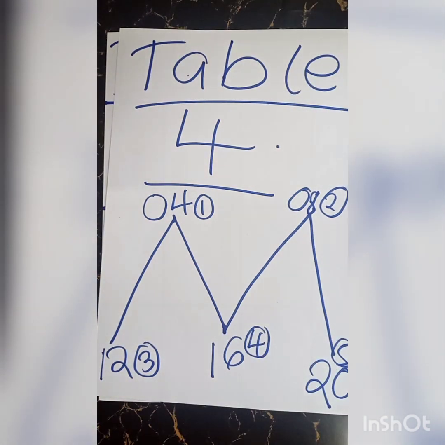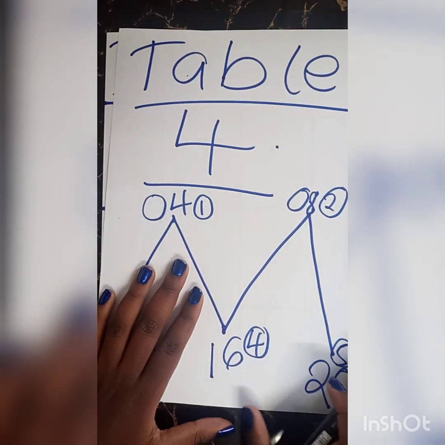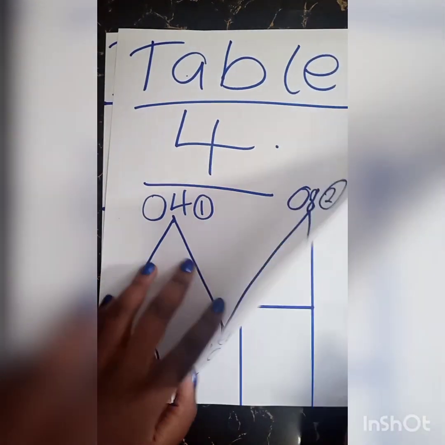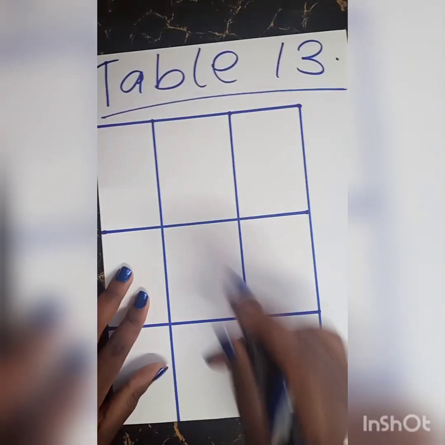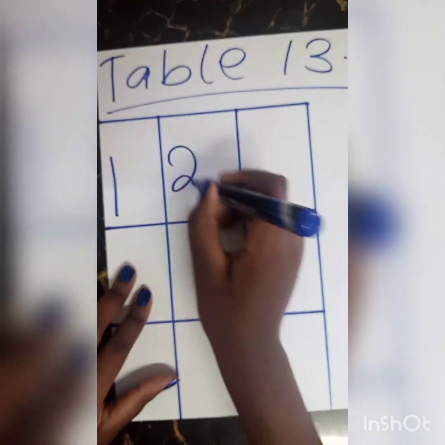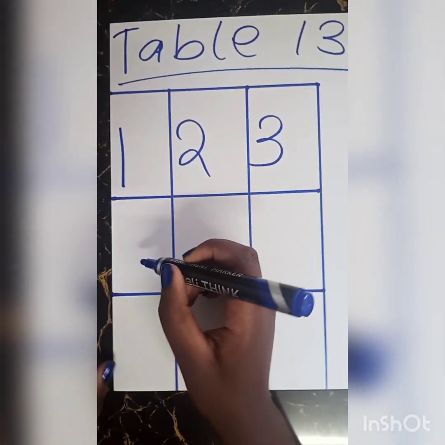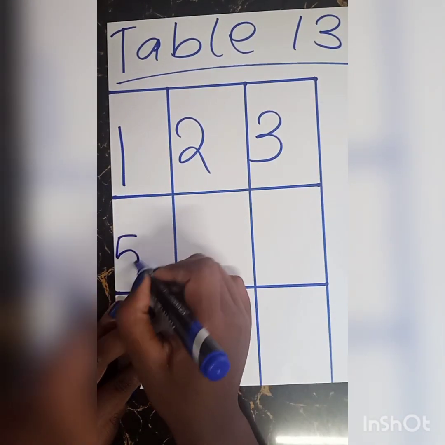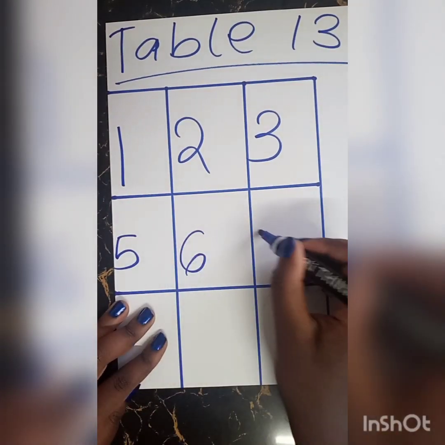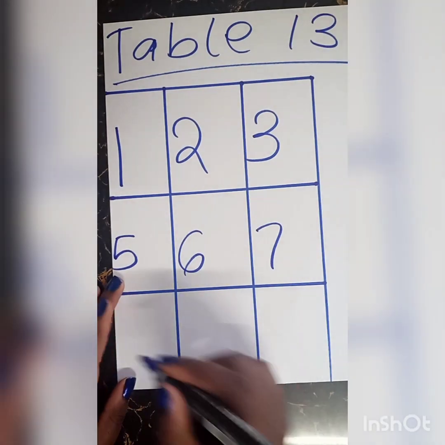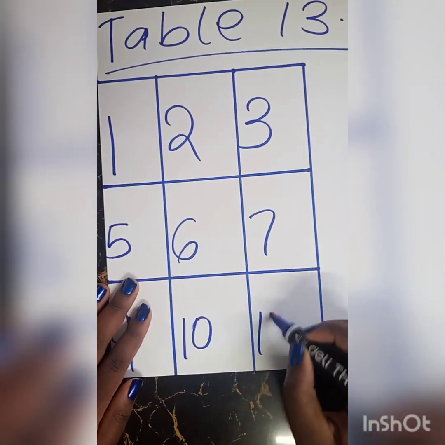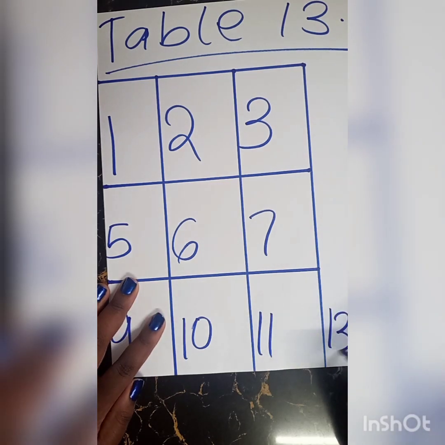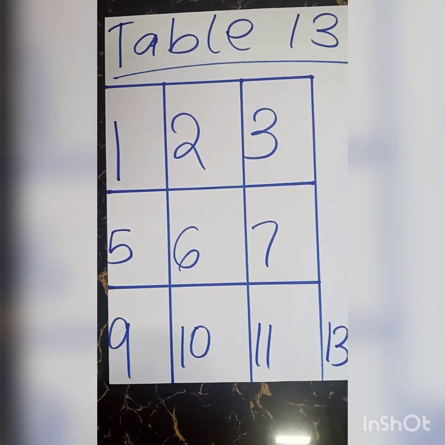So when we do that, we'll have 1, 2, 3, skip 4, 5, 6, 7, skip 8, 9, 10, 11, skip 12, and 13. Are you together? Yes, and that's it for the tens place.